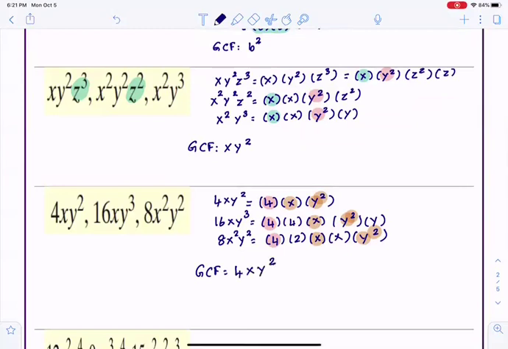Again, just to remind you, if we're simply comparing numbers like 4, 16, and 8, we try to write the bigger number in terms of its smaller factors. But if you're dealing with terms such as x, y squared, and so forth, we're going to look at the exponents and try to write the bigger exponent in terms of the smaller exponent corresponding to each variable.